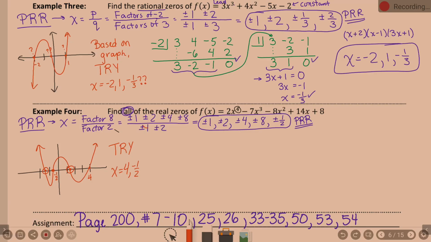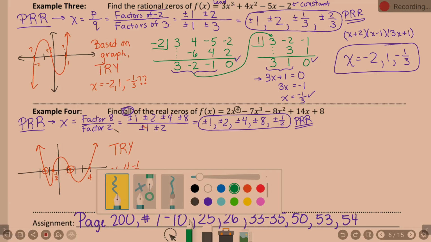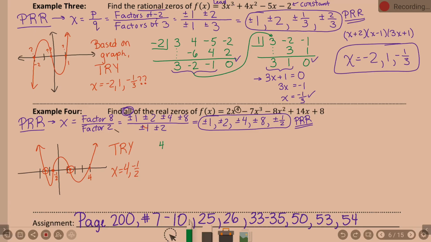Did you try 4? Someone said it worked. 4 in my box. 2, negative 7, negative 8, 14. Drop the 2. 4 times 2 is 8. Add. Negative 7 plus 8 is 1. 4 times 1 is 4. Negative 8 plus 4 is negative 4. Multiply. Add.